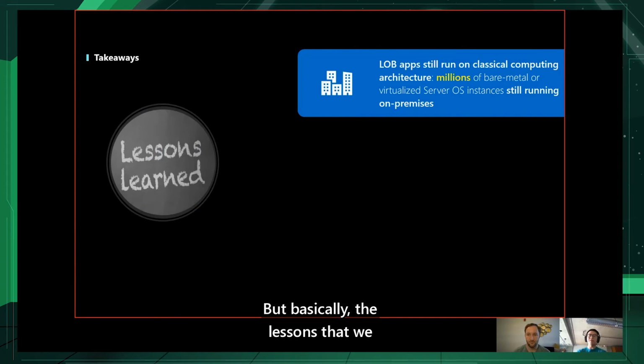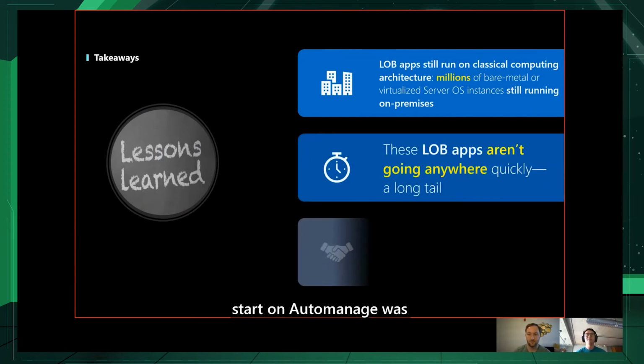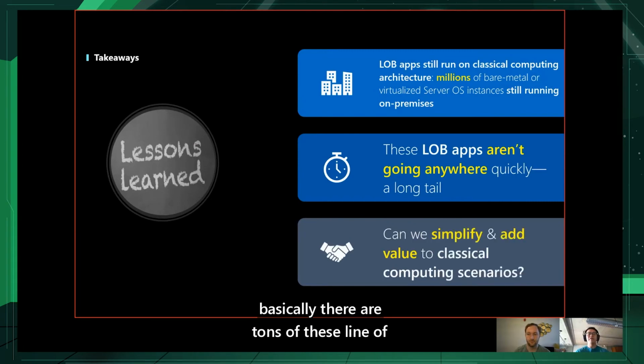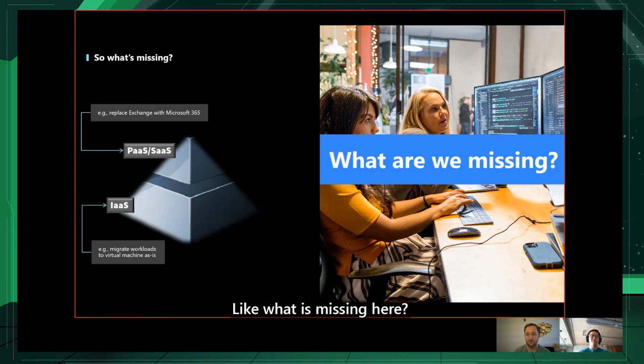But basically, the lessons that we learned from all of our customer feedback before we stood up Automanage was that there are tons of these line of business applications running out there, and they're sticking around, running in virtualized environments, or just running on bare metal on premise. They're not really going anywhere quickly. Again, why fix what ain't broken, right? And then we had to ask ourselves, look, can we simplify and add value to these classical computing scenarios? Like, what is missing here?